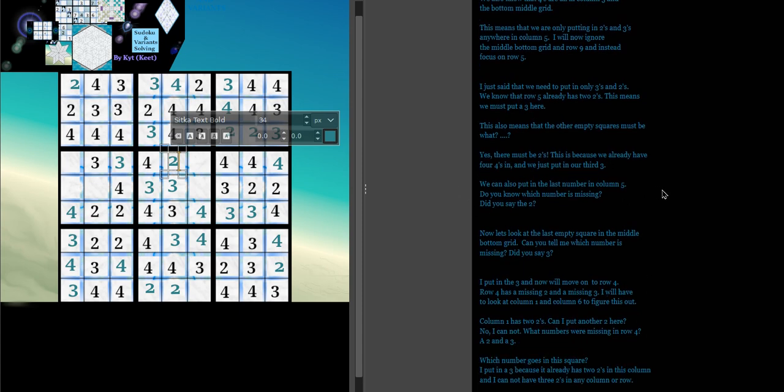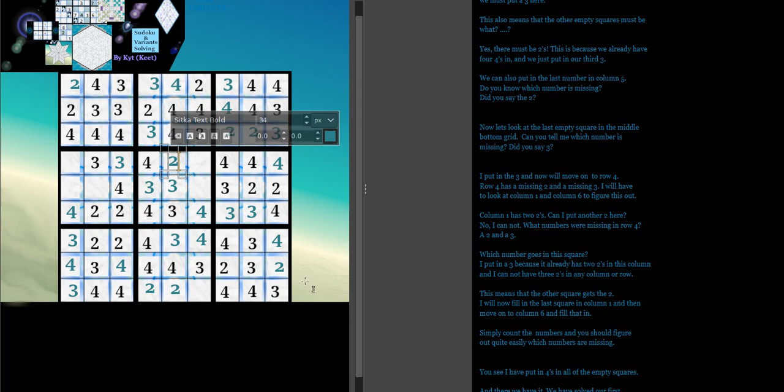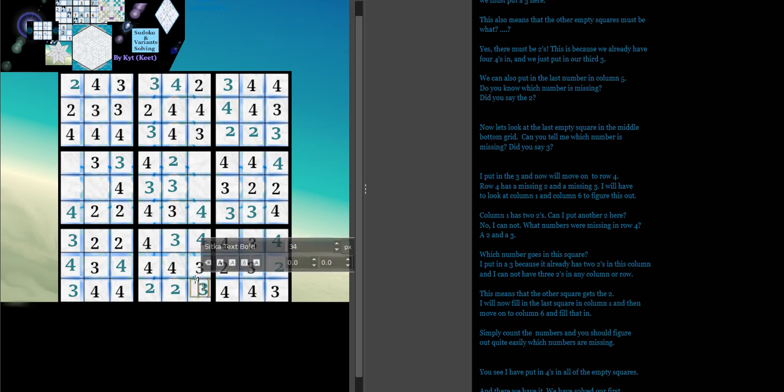Okay, we can also put in the last number in column 5. Did you know what number is missing? Did you say 2? Now let's look at the last empty square in the middle bottom grid. Can you tell me which number is missing? Did you say 3? I put in the 3, and now we'll move on to row 4.